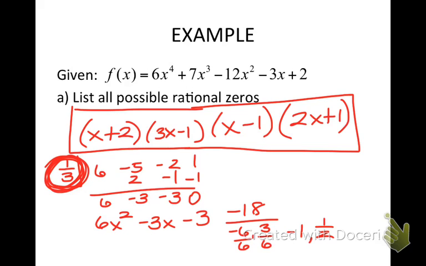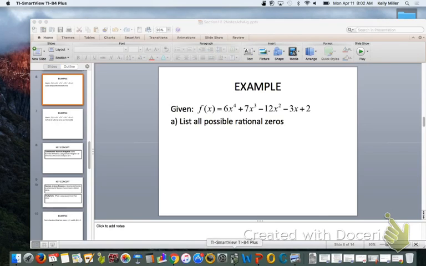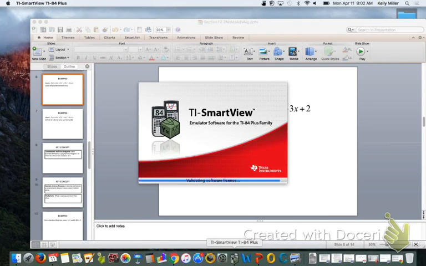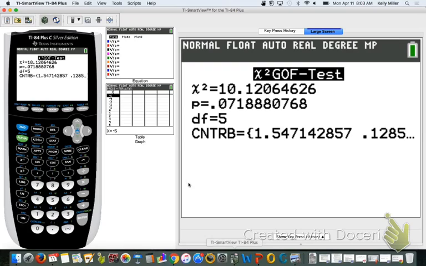Now, are you ready for the cheat? Get your graphing calculators out. Graph that function. The original. So when you graph the function, you still are going to need to know how to come up with the list of possible rational zeros. So make sure you can do that.